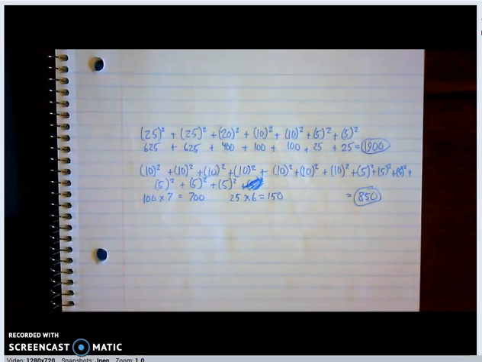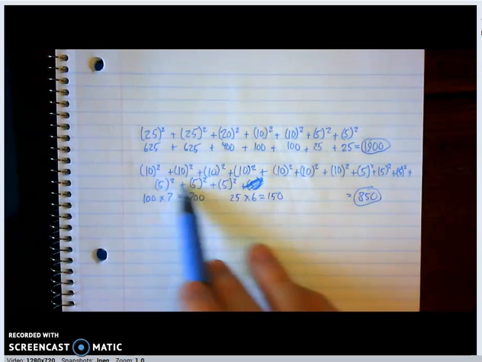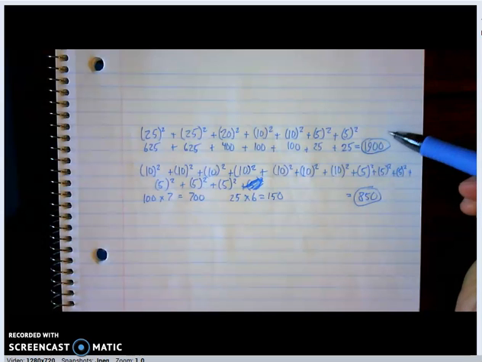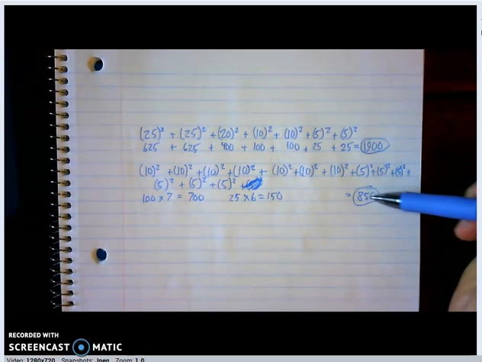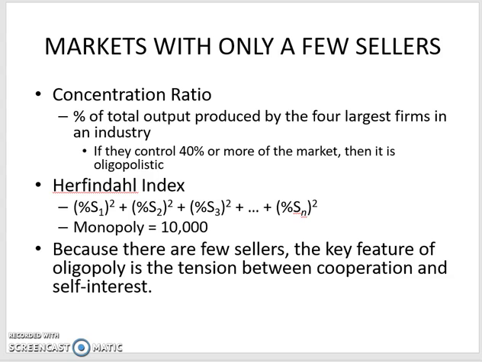They hold more of the market in control, and then this market has many smaller firms. So this market is closer to an oligopoly or a monopoly than this market is. This market is much more competitive. So the lower number means more competitive. Higher number means less competitive. So that's the Herfindahl index.